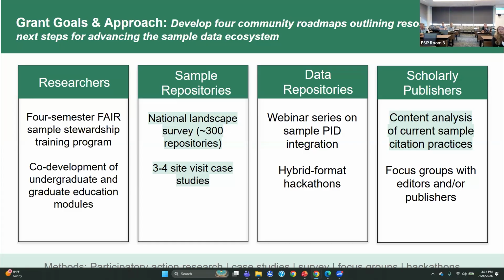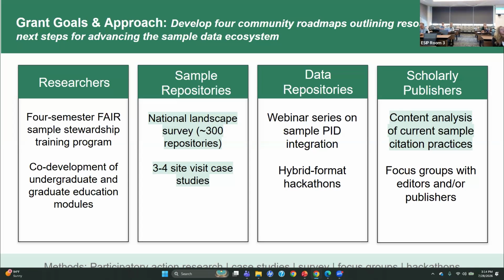So we're developing and sending out a national landscape survey to about 300 US-based Earth and Space Science repositories, asking them questions about their challenges, their awareness of sample PIDs, what they know about sample PIDs, if they do know about sample PIDs, and then some other background information about their collections. This is going to be followed up with a couple select semi-structured interviews. So we're employing a lot of qualitative methods throughout this grant to really get at some of those social problems and how they're interacting, again, in that rat's nest diagram with the technical.